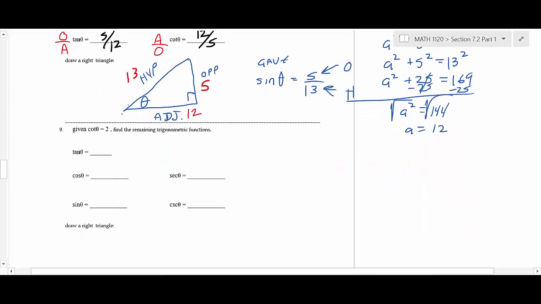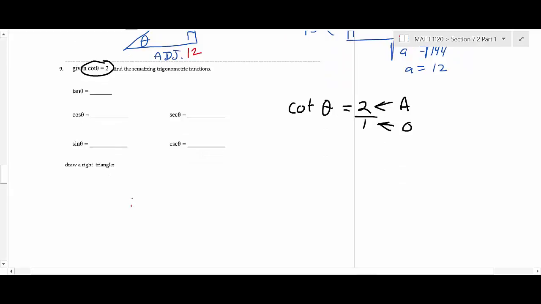Okay, next problem is kind of the same thing. I gave you cotangent of theta is equal to 2, and we're going to find the rest of the trig functions. The first thing I would do is, if that's a 2, put it over a 1 because it's a ratio. The definition of the cotangent is adjacent over opposite. So in a sense, I've given you adjacent and opposite, and that means you have to find the hypotenuse. And then it's the same exact thing.